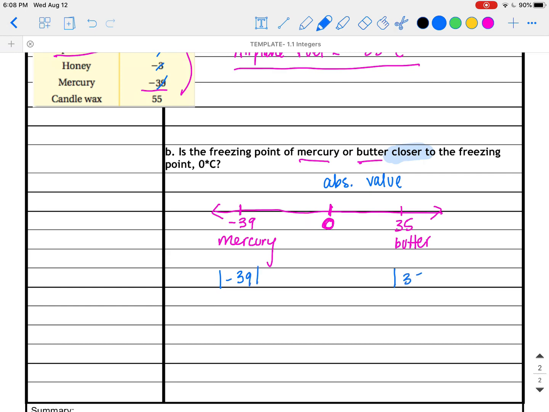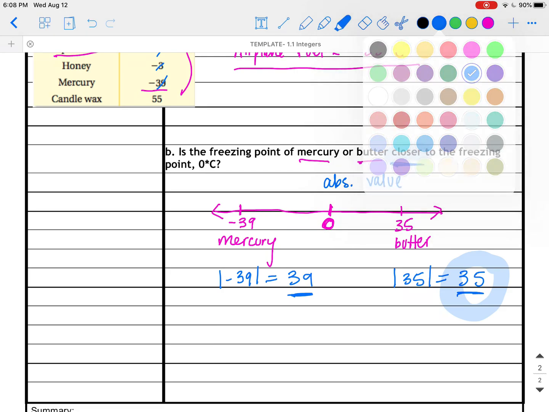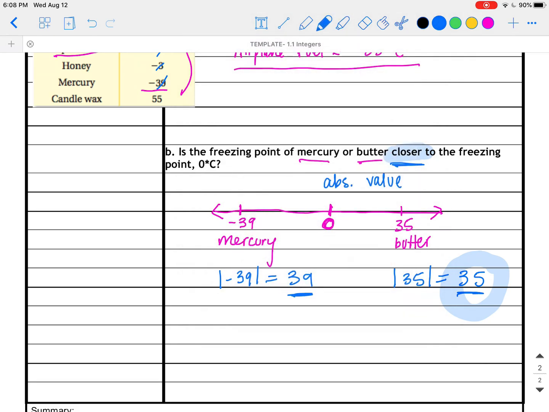So the absolute value of negative 39 and the absolute value of 35. Remember, it's always going to be positive. That's going to be 39. Always going to be positive again, 35. So which one would be closer? 35 units away or 39 units away? Hopefully you are saying 35 units away is closer, and therefore we can draw the conclusion that butter is closer.